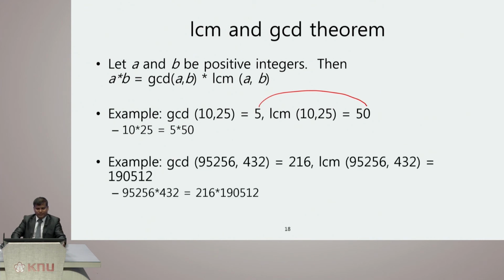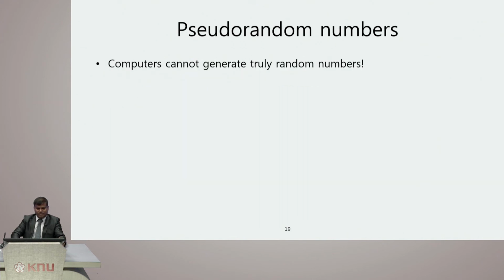Here is another example. GCD of 95,256 comma 432 is 216, and LCM of the same numbers 95,256 comma 432 equals 190,512. So if you multiply these two, they are equal. That's quite an interesting observation. That's mathematics. Quite well. We'll talk about pseudo random numbers.